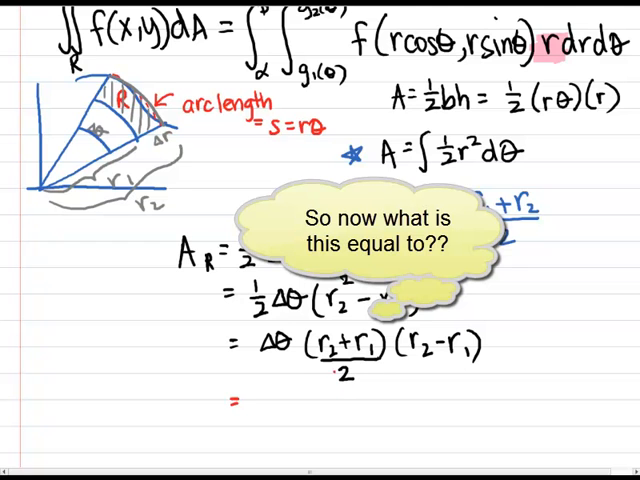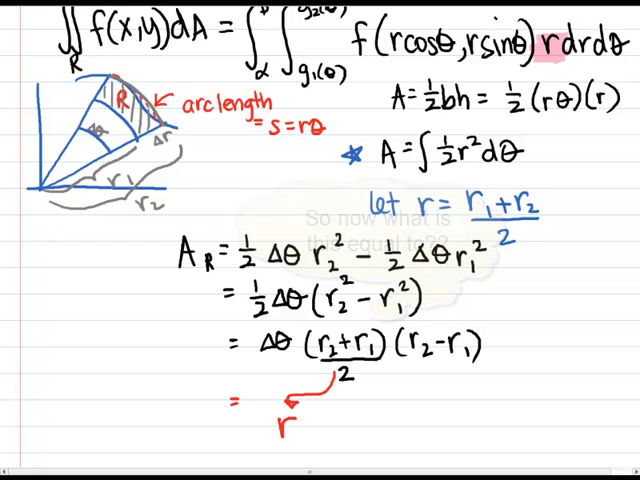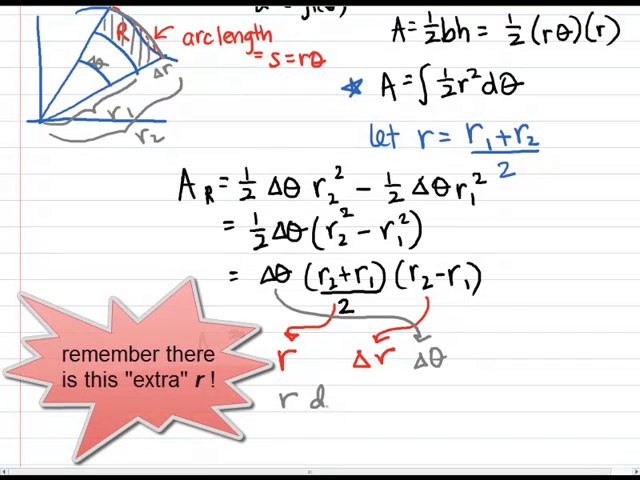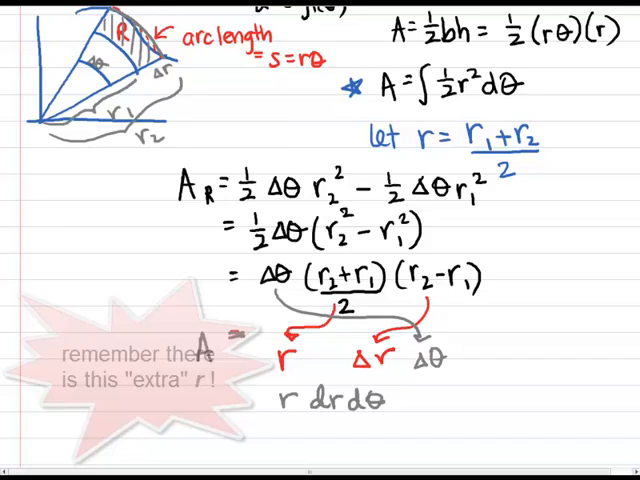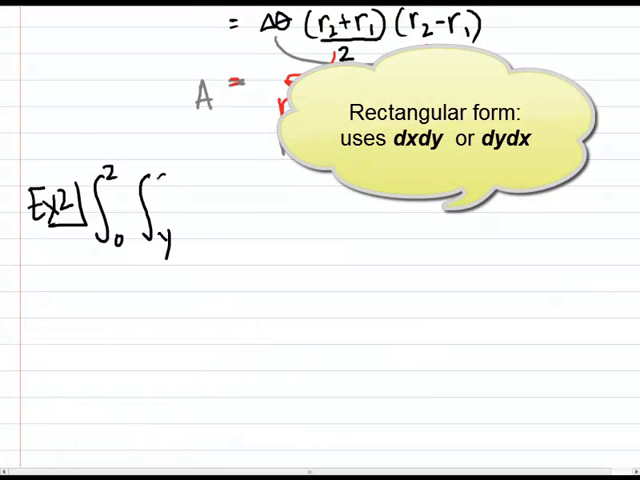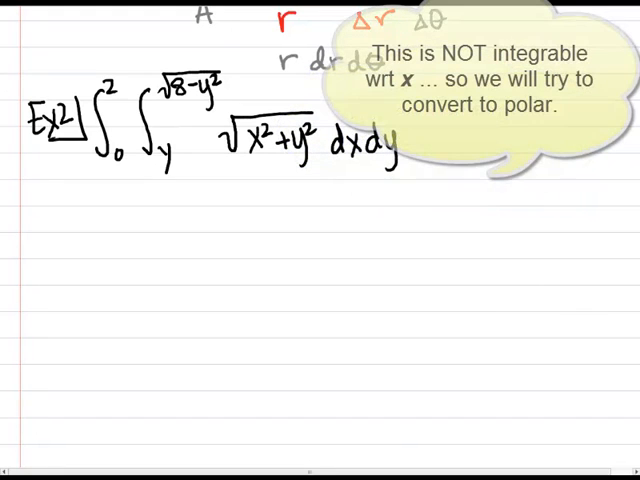So now I have this as my r. This is going to be a delta r, and this last piece is my delta theta. So here I have my area equaling r delta theta, which is my r dr d theta. So here I have an integral in rectangular form. I will need to convert this to polar form.